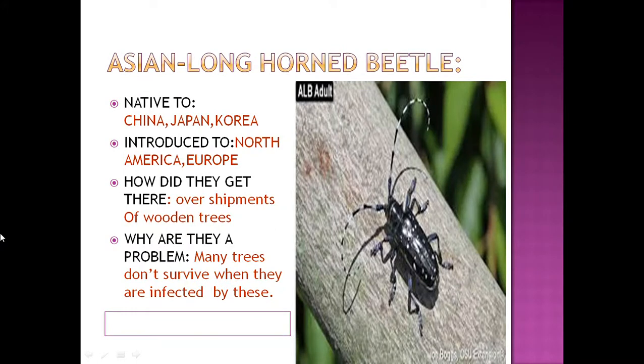Now let us see the fourth example. Asian longhorn beetle. They are native to China, Japan and Korea. They were introduced to North America and Europe. They arrived in wooden items and on trees. The problem they create is many trees do not survive when they are infected by this beetle.